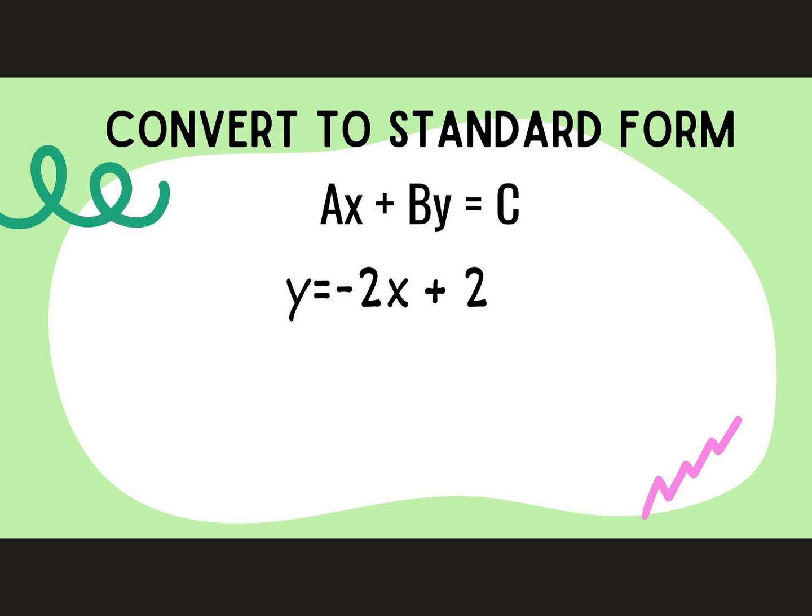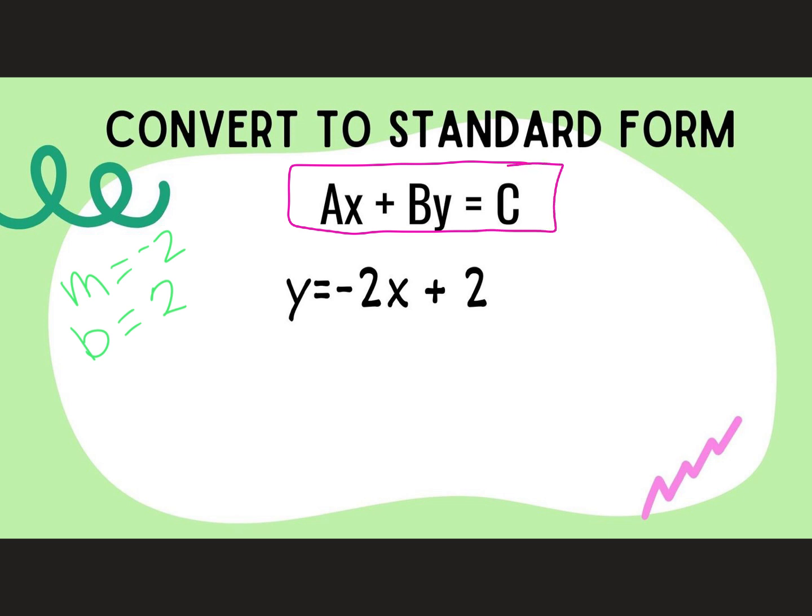So let's talk about how to convert to standard form. So here I have my equation, y equals negative 2x plus 2, and it's currently in slope-intercept form. We know that my slope is negative 2, and my y-intercept is 2. So let's convert this to standard form, because maybe I want to know what is my x and y intercept. So up here, this is our equation for standard form. I need to get it into this format. So remember, my x and my y first need to be together.